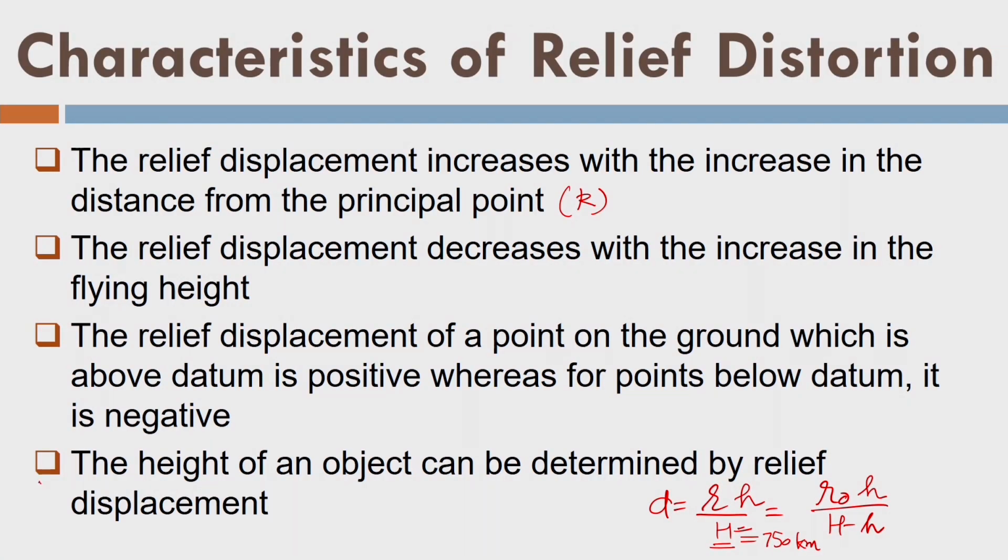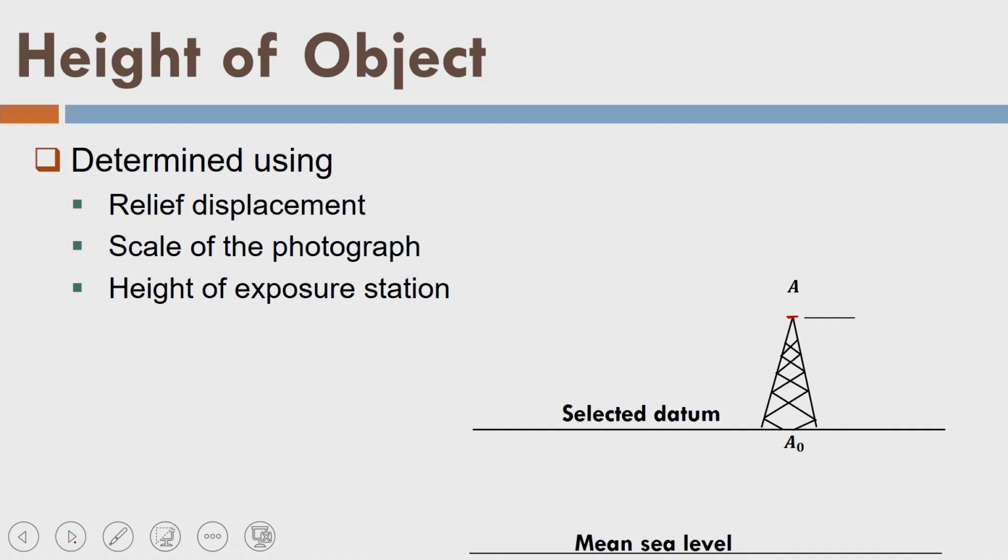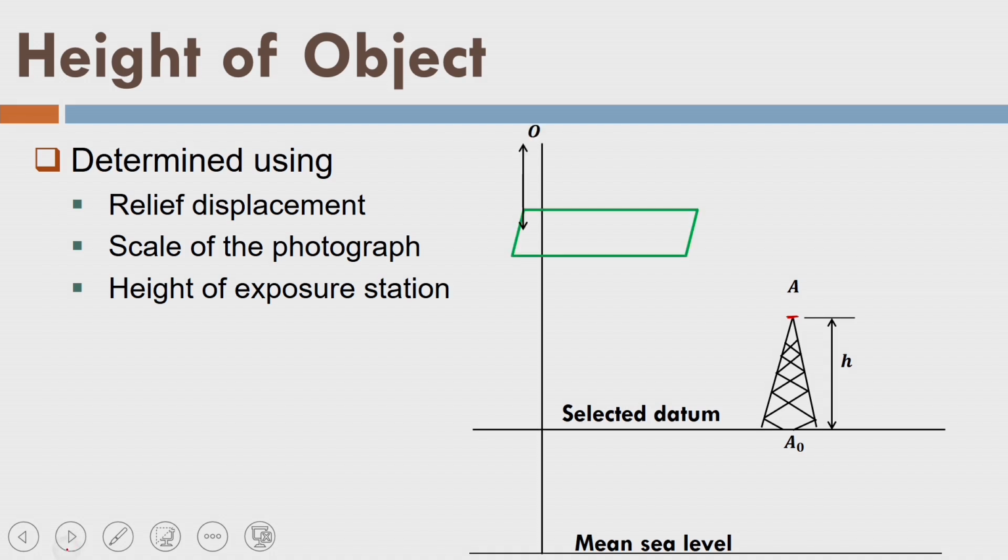But in case of aerial photogrammetry, I will have relief displacement, and by some way, if I measure the height of the buildings or height of the terrain points with respect to datum, I can prepare the 3D map. Okay. The height of an object, let us look into this, can be determined by relief displacement, and let us see how. I want to find out the height of this point A. This height is H. So, let us see this image.